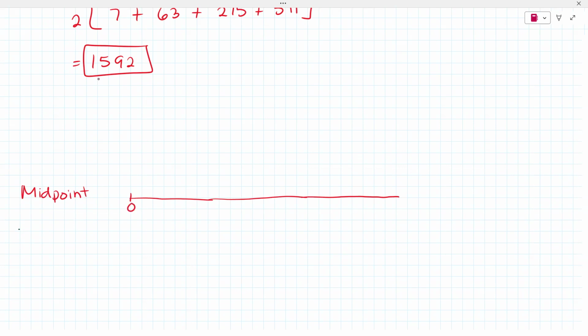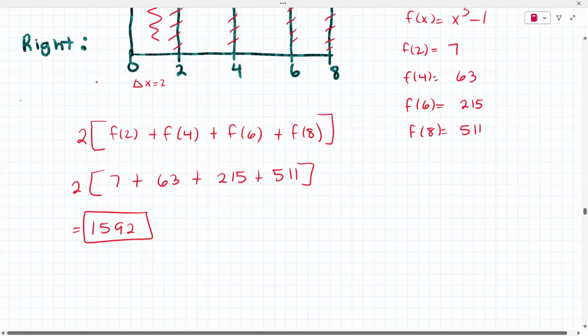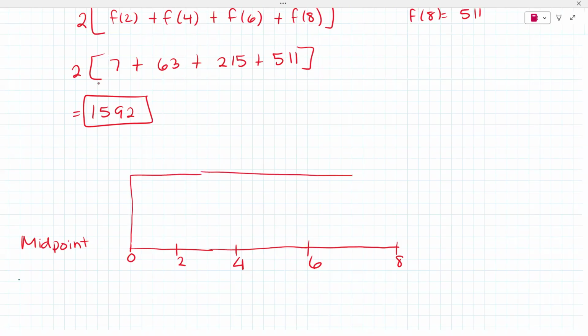So from 0, and then you'll end at 8. And we're going from 2. Okay, so they're equal increments of 2. So this would be 2, 4, 6, and 8. Okay, here's 2. Just to pretend these are equal.